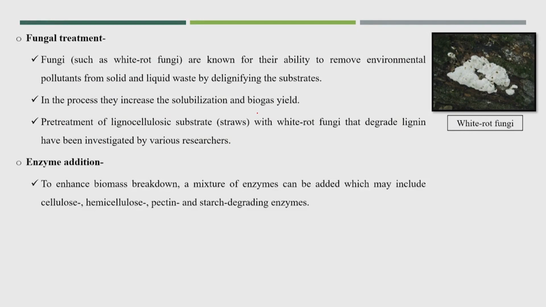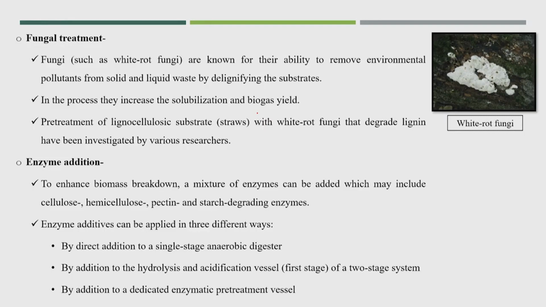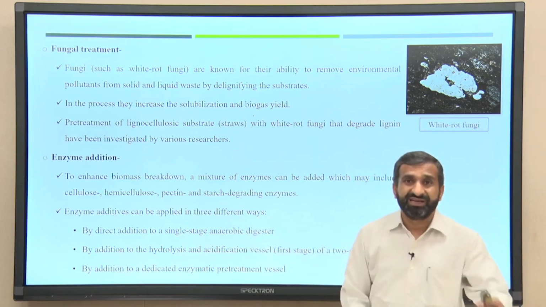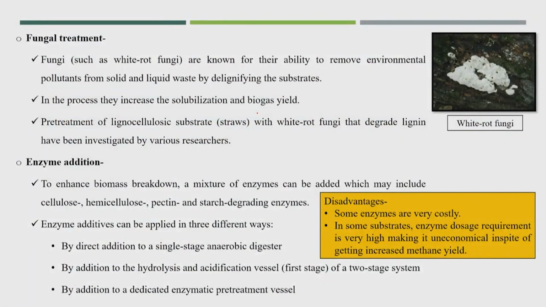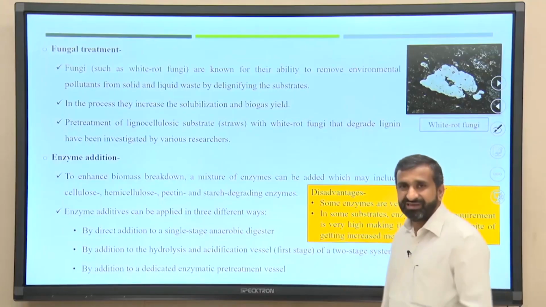So, again, enzyme addition is also beneficial. I believe that rather than adding microbes directly, adding enzymes is more beneficial for the anaerobic digestion process. So, what are the disadvantages of this one? Again, especially for enzyme addition, it is costly, because extraction will be required, and for some substrates the enzyme dosage requirement is very high, making it uneconomical in spite of the increase in methane yield. So, you will require a large amount of these enzymes for the degradation process, and obviously the cost will be more.